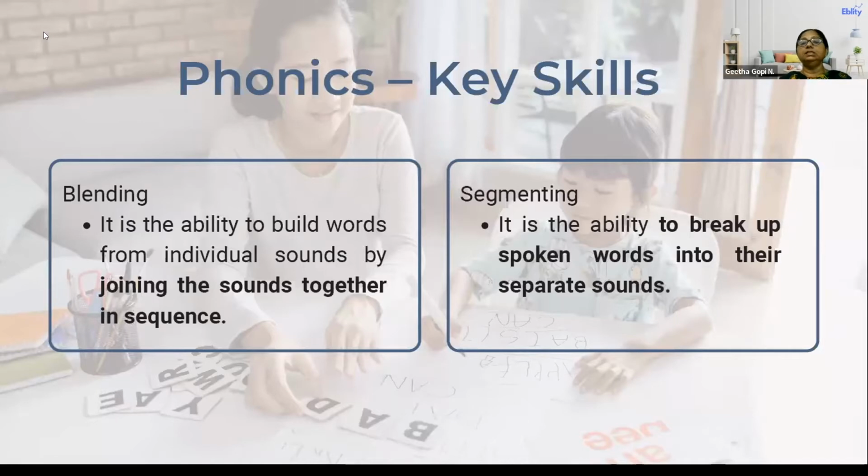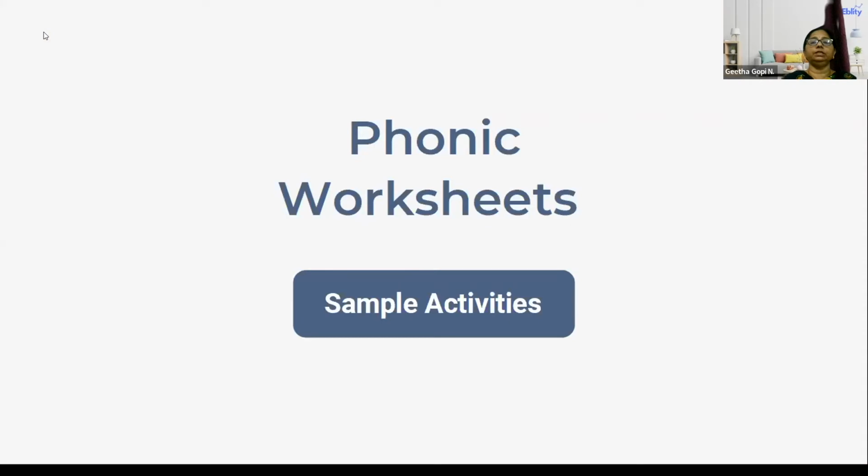Segmenting is the opposite of that. Segmenting is, once you hear the word, being able to break it down into its individual sounds. And this usually helps when you have to do phonemic manipulation, for example. You need to be able to segment. When you're trying to write the word down or trying to spell the word, segmenting is necessary. So basically, being able to read and write the word. So together, these two core skills form the basis of teaching phonics.